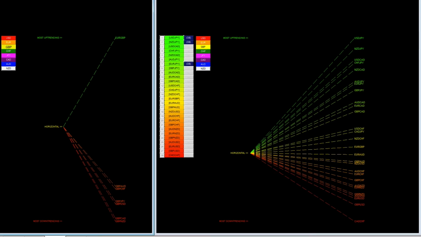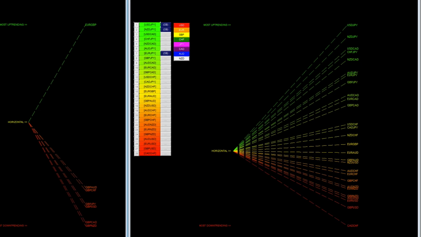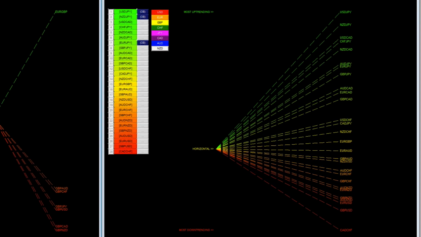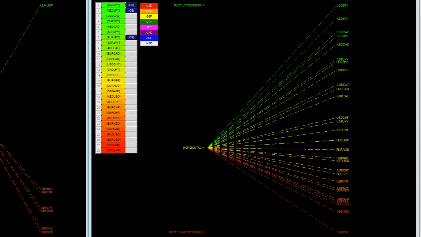All 28 pairs are arrayed before you, giving an instant visual description of those pairs that are trending strongly, those in congestion, and those about to develop a trend, all in your chosen time frame.